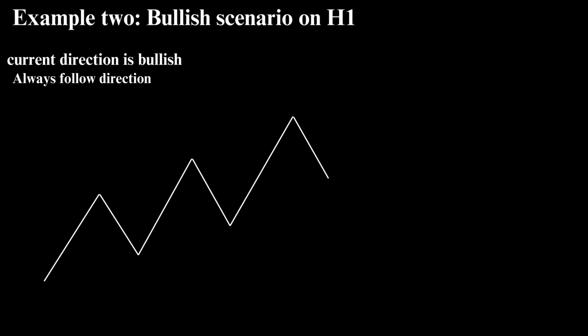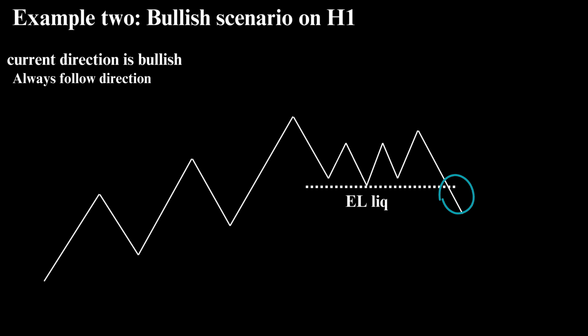This illustration shows another bullish scenario on H1 timeline. Current direction is very bullish and this is equal liquidity pool right here. After some time, liquidity pool was grabbed by this move. So we wait for single candle order block before scaling down to M5 timeline for entry confirmation.